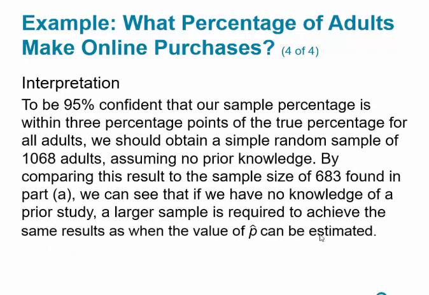So, to be confident that our sample percentage is within 3 percentage points of the true percentage for all adults, we should obtain a simple random sample of 1068 adults, assuming no prior knowledge. By comparing this result to the sample size of 683 found in Part A, we can see that if we have no knowledge of a prior study, a larger sample is required to achieve the same results than when the value of p hat can be estimated.